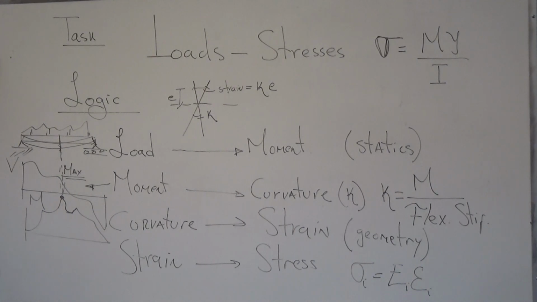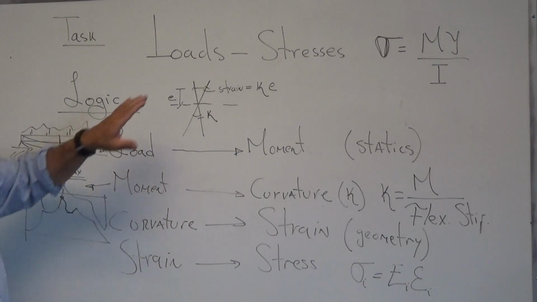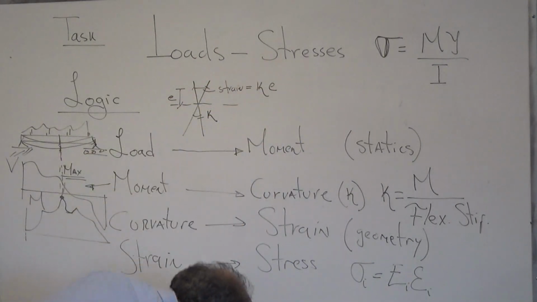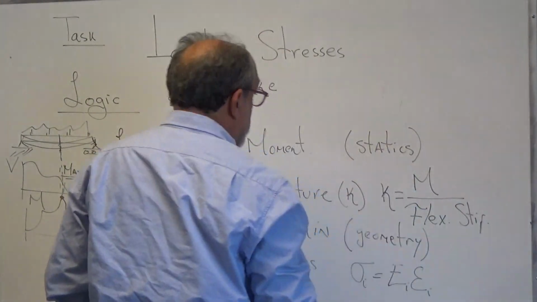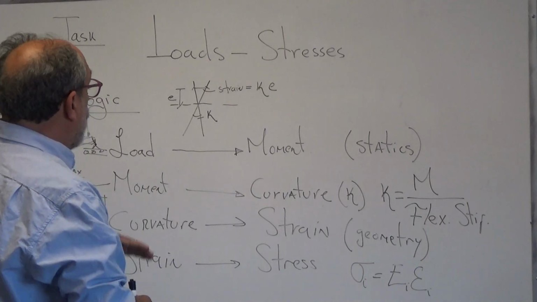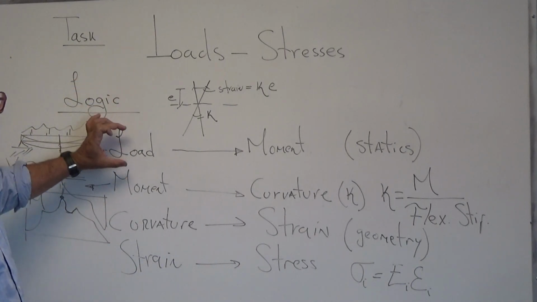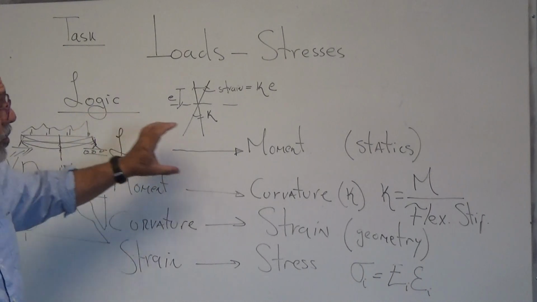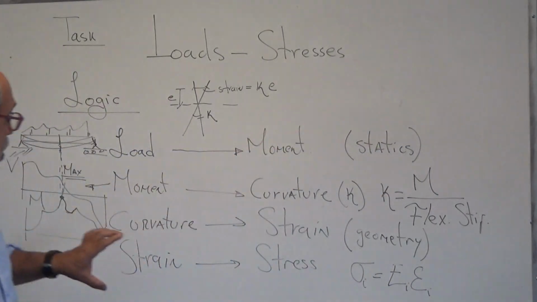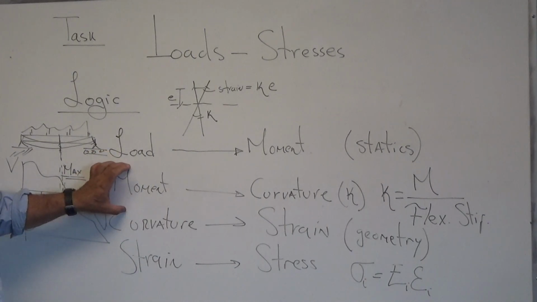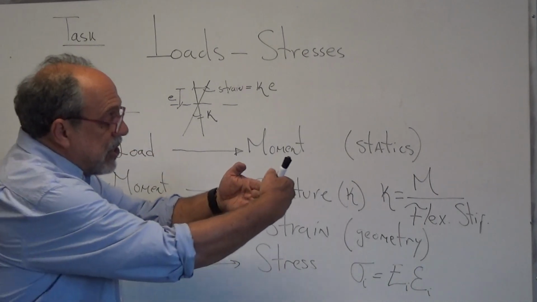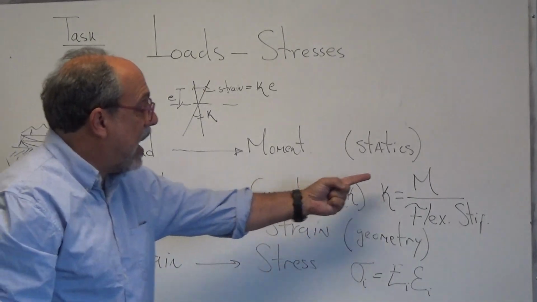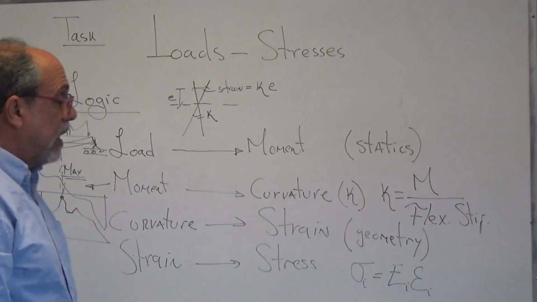bending stresses, normal stresses. So as I said, the goal is to go from loads to stresses, but we are not using sigma equals My over I, which applies to the simple case of one material only. We are going to reason it as follows. From the loads and using statics, we will calculate the moment. Knowing the moment, we will compute at the section of that moment how much is the curvature, by dividing the moment by the flexural stiffness.